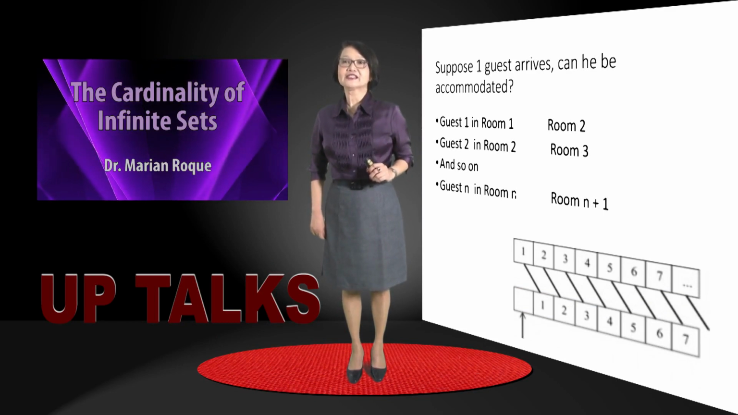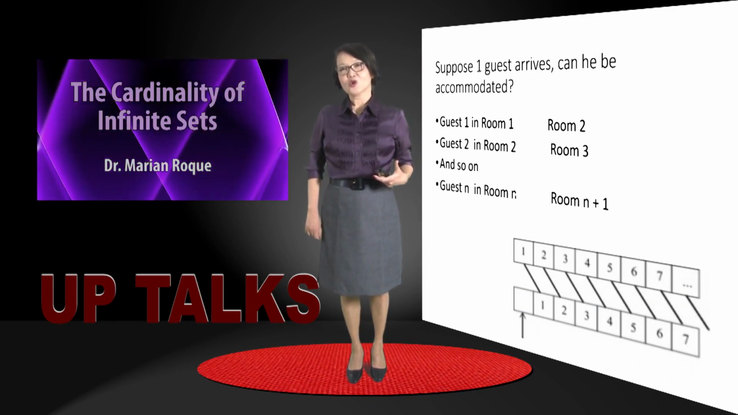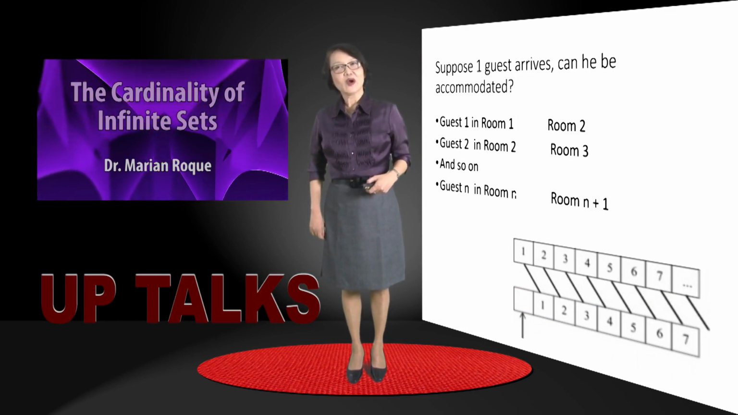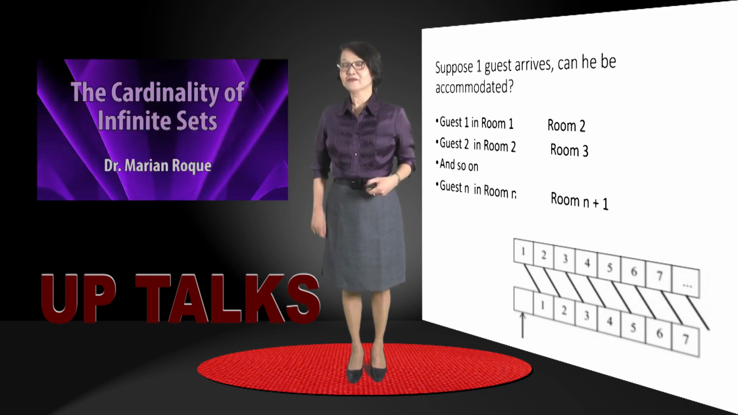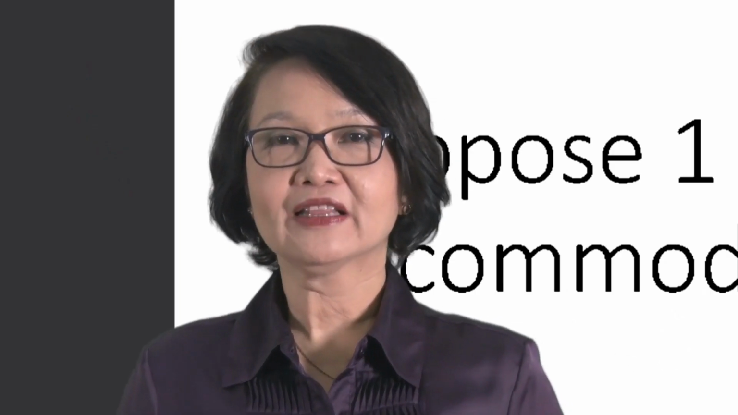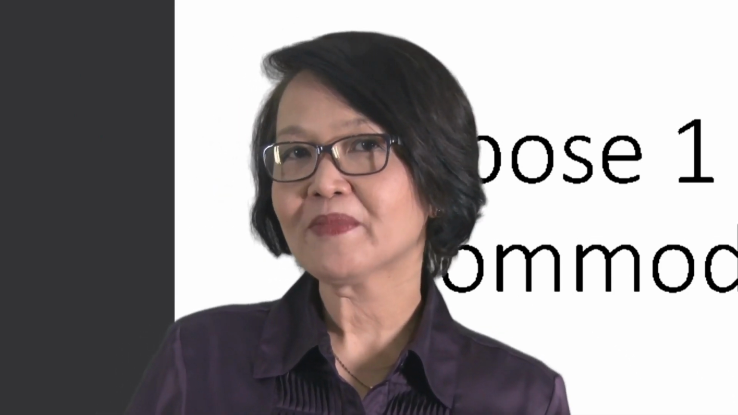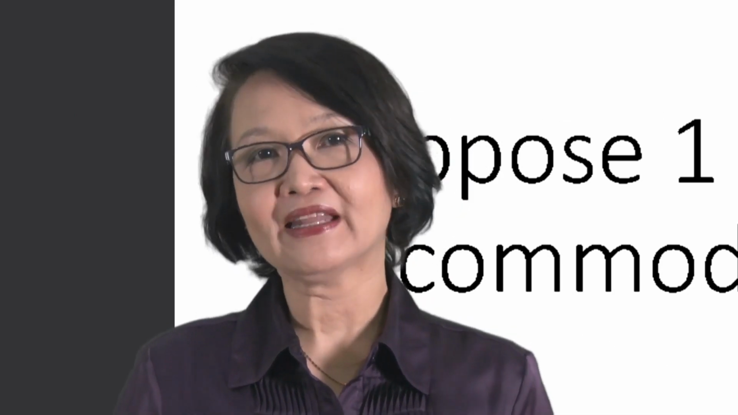So, if a new guest arrives, can he be accommodated? Kasya pa ba siya? What if two guests arrive? Kasya pa ba sila? What if infinitely many guests arrive? Kakasya pa ba sila? So take note that let's number the rooms as room 1, room 2, room 3, and remember there are aleph null rooms, so this will be infinitely many.